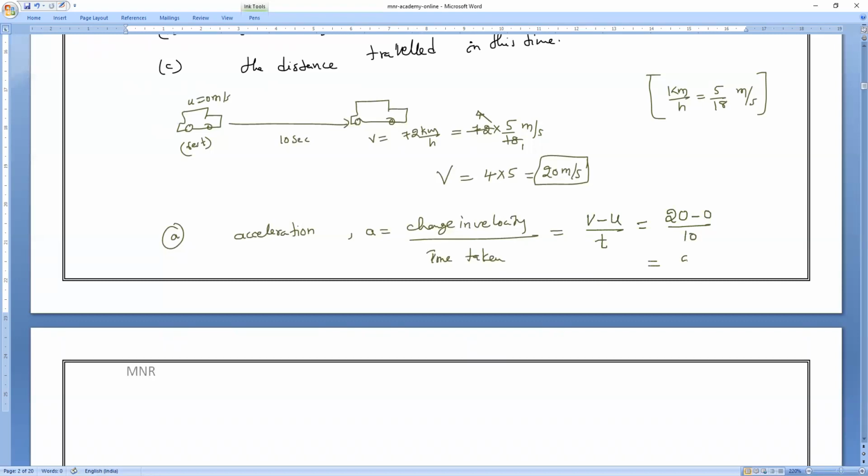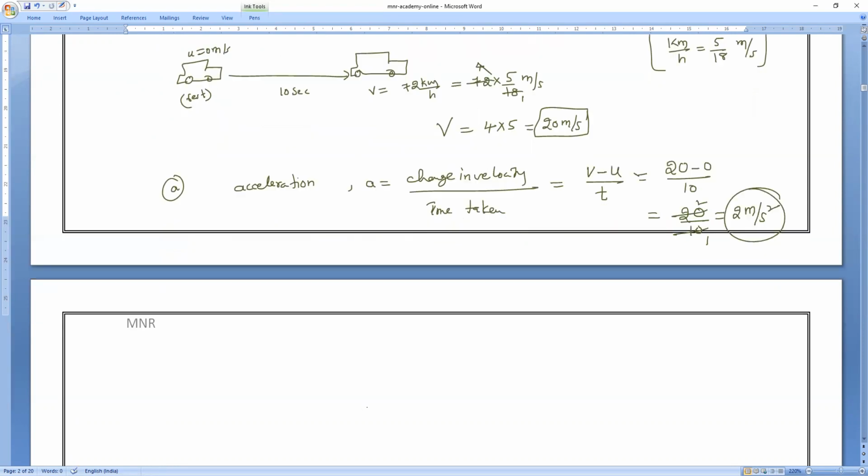So what is the answer, guys? 20 by 10, which is 2. Acceleration equals 2 meter per second square. Kishore, you don't know the formula itself. Very bad. Completed.